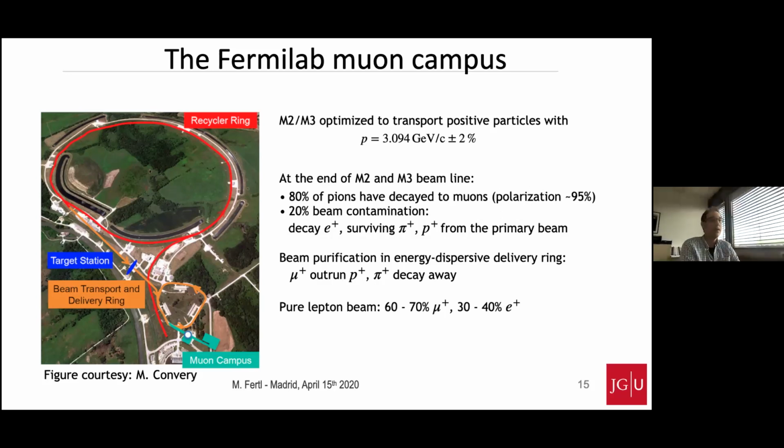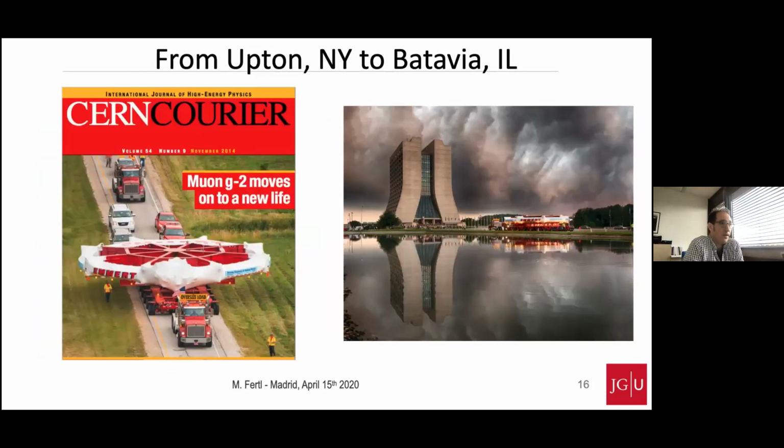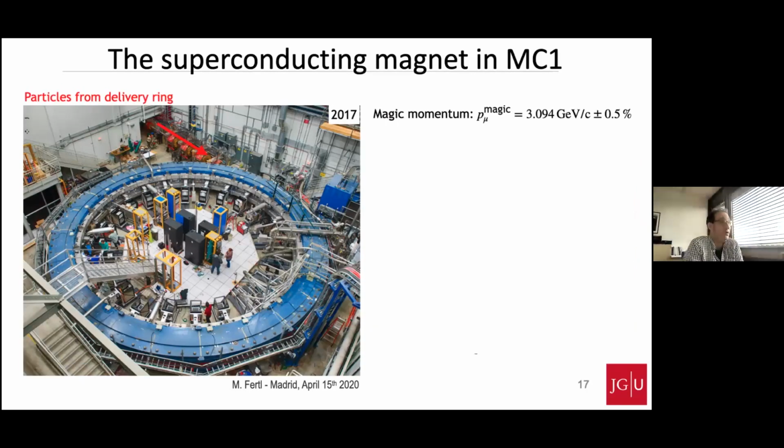We inject it into our storage ring. But the storage ring actually had to be transported from Brookhaven National Lab all the way around the east coast of the US and up the Mississippi to Fermilab. You can see one of the pictures here on the right-hand side, which shows part of the superconducting coil system on a barge. It arrived at Fermilab in 2013, and then over the course of 2014, it was reassembled, and I show you basically a picture of the storage ring as it looked in 2017.